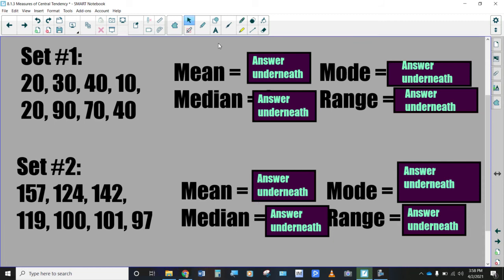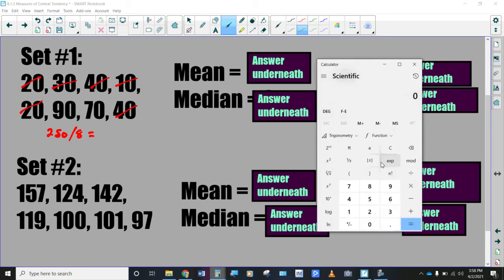All right, let's start with the mean. The mean, we got to add up all these numbers. So since they're all nice round numbers, let's go 20, 40, so it's 40, 80, 120, 130, 160, that's going to be 250. And 250 divided by 8 is equal to how much?